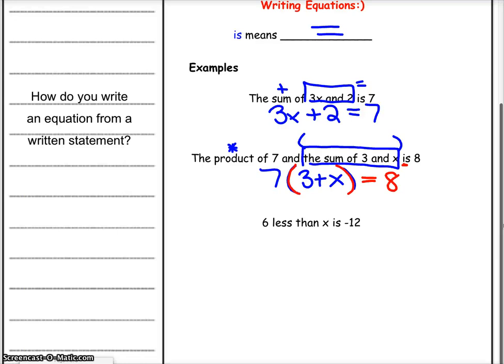6 less than x is negative 12. When we say less than, it's like less important, right? So you put it second. 6 less than x is negative 12. You remember? Less than, less important. Who told me that, Michael, of course. That's a good strategy. I shared that strategy with all my hours.